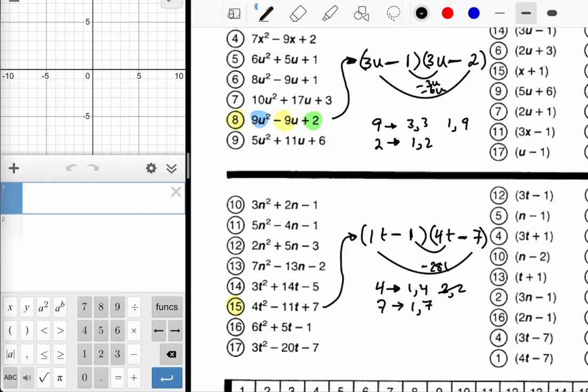Negative 28t, I'm sorry, negative 28, geez, that was the thing I was trying to avoid. Negative 7t, negative 4t. That gets me to the negative 11t, which happens to be what we're looking for.